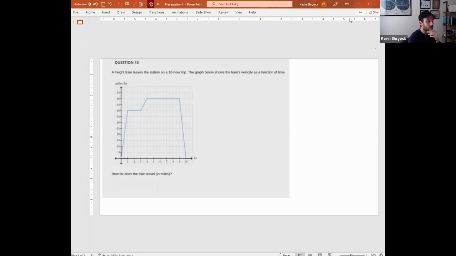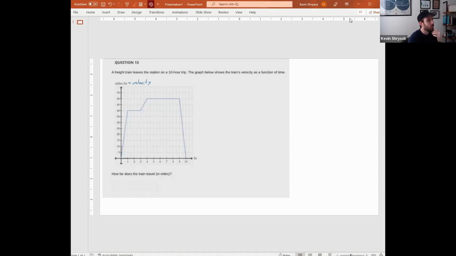It's showing the distance traveled within 10 hours of a freight train. Where do you see distance? Well, the Y shows miles per hour. Oh, which is the velocity, right? And then the hours, the time. So this is velocity. Yeah. Okay, so keep going from there.